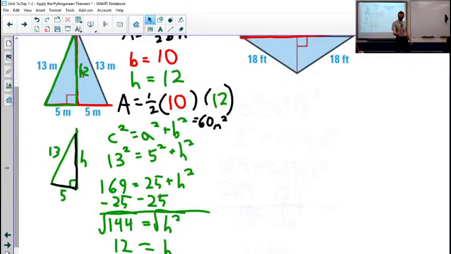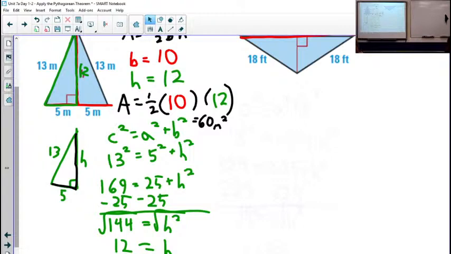It is meters squared because in our formula we're multiplying meters times meters here. Anytime we have an area, the units are going to be squared. We'll talk about that more when we get to our next chapter, which is all about area and surface area and volume. For now, yes, those units are going to be squared. So 60 meters squared is our final answer.